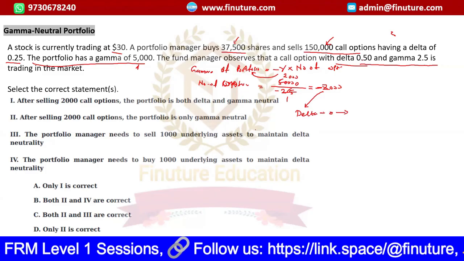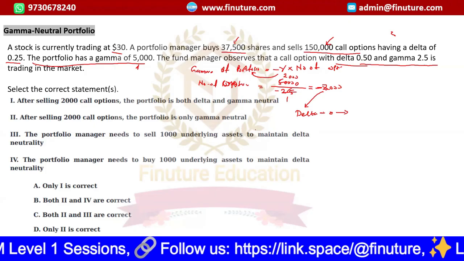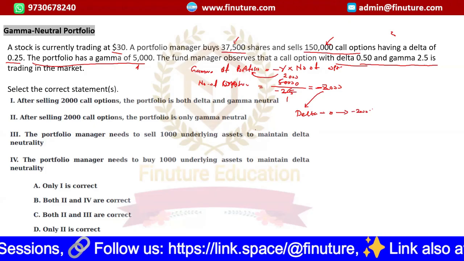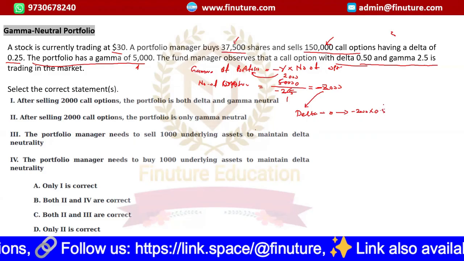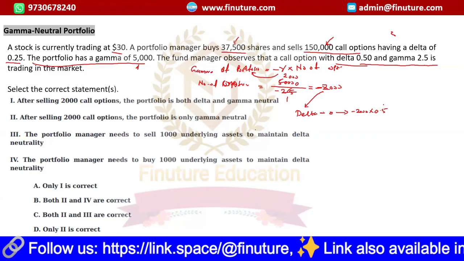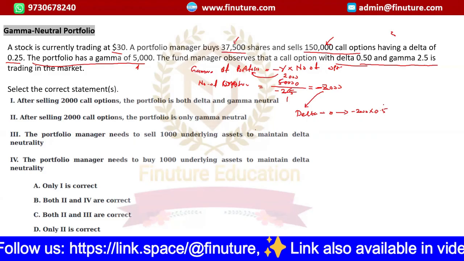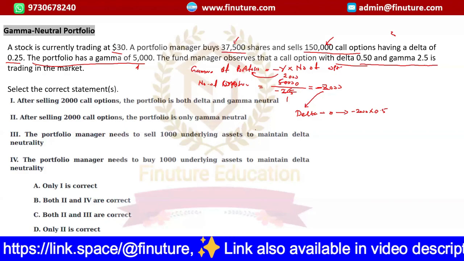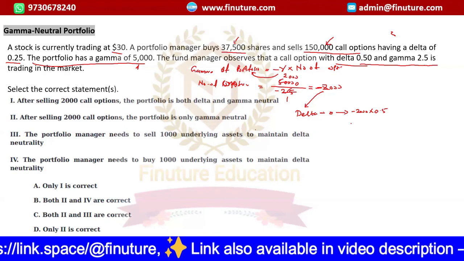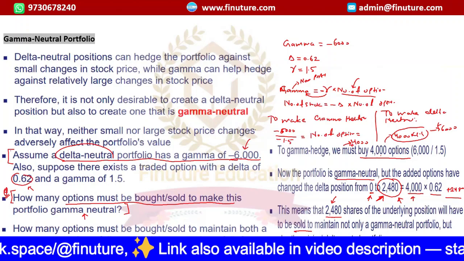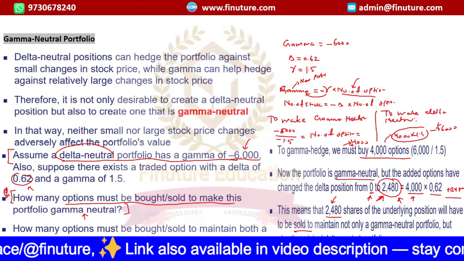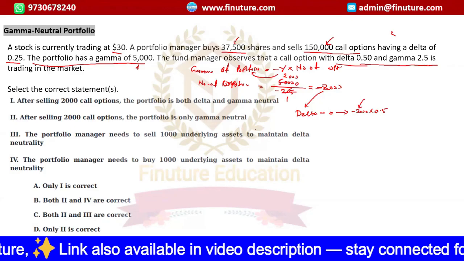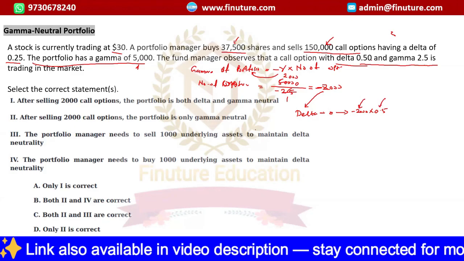The delta of the option is 0.5. So for the new delta, we multiply negative 2,000 by 0.5? Yeah, I'm multiplying this 2,000 by the delta, like how we multiplied 4,000 with the delta here. This is the addition of the new option, and this is your delta.